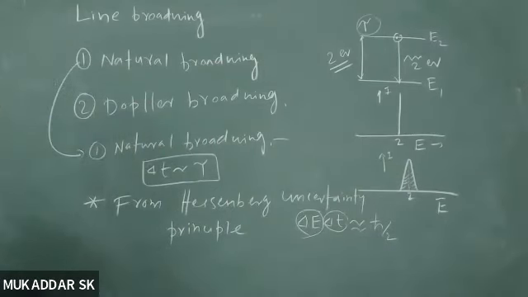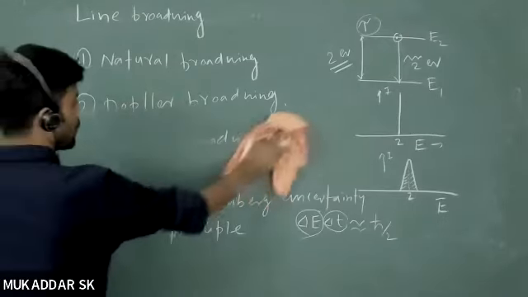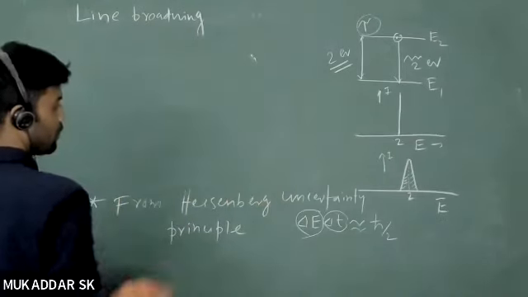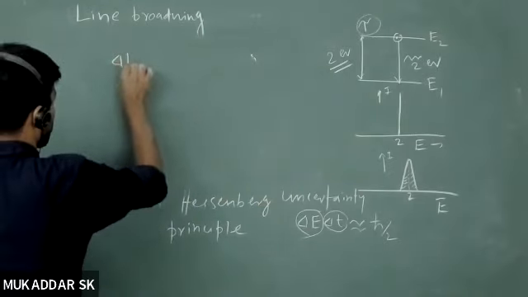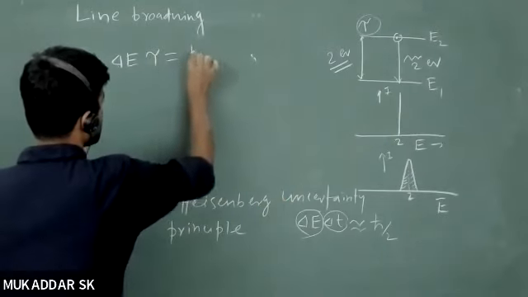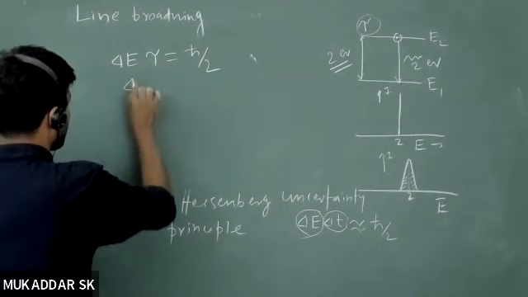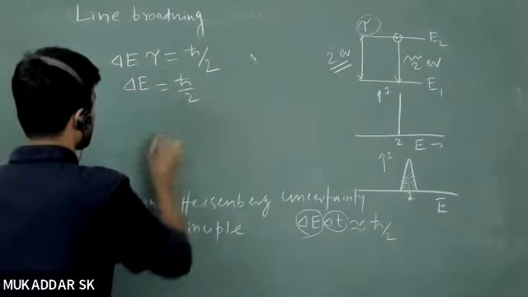Is this part clear? Now, in terms of frequency, what can you write? In place of delta T, I'll use tau, and that should be equal to how much? H cross by 2. So delta E will be simply h cross by 2.